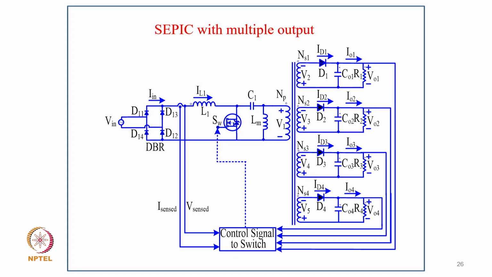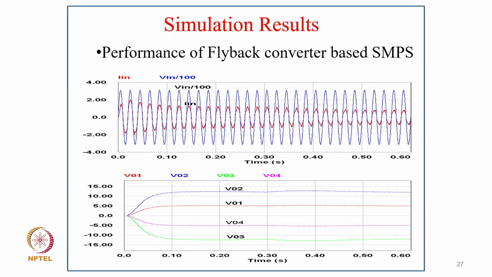These are typically used with the single-ended primary inductance converter. We can use different isolated DC-DC converters. So that was the flyback, which is also in the buck-boost category. This SEPIC, single-ended primary inductance converter with multiple outputs, is also another buck-boost-like category.